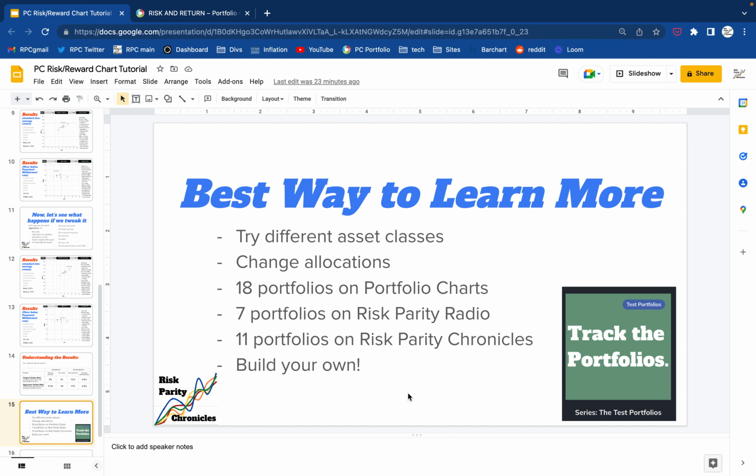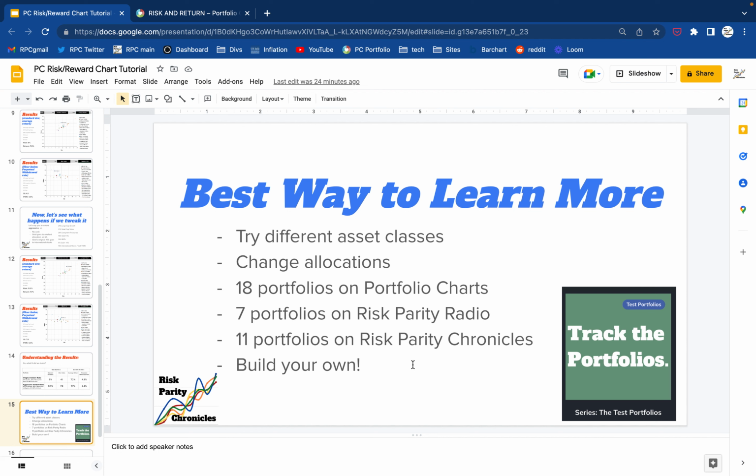There are 7 portfolios on Risk Parity Radio. Now, some of those are duplicates. Frank has some on Risk Parity Radio that are the same as the ones on Portfolio Charts, mostly because they're famous, they're just widely used. So take a look at those 7. And I have 11 portfolios on Risk Parity Chronicles that you can look at. Again, some of those are duplicates. I have the Golden Butterfly there, and I have a couple of the biggies. I have some benchmark portfolios, but I also have some original ones.